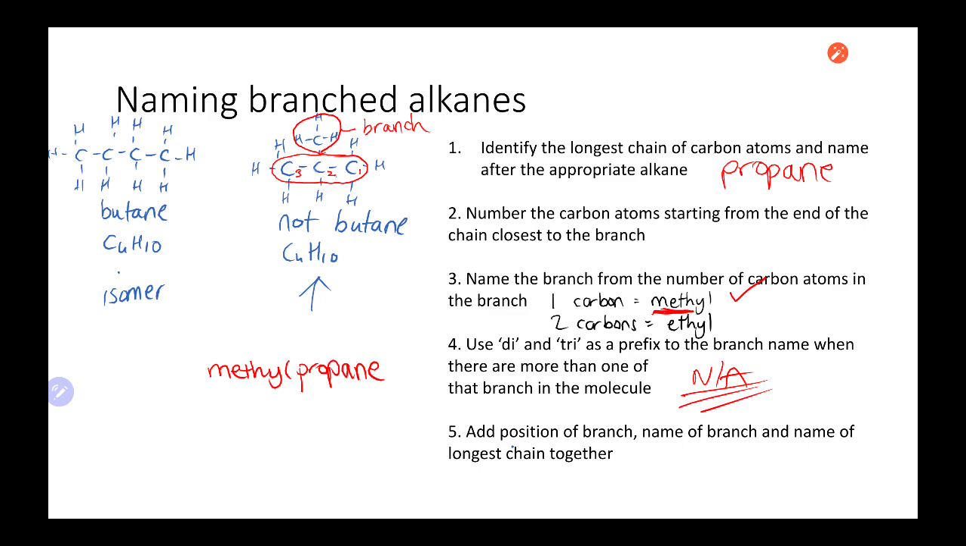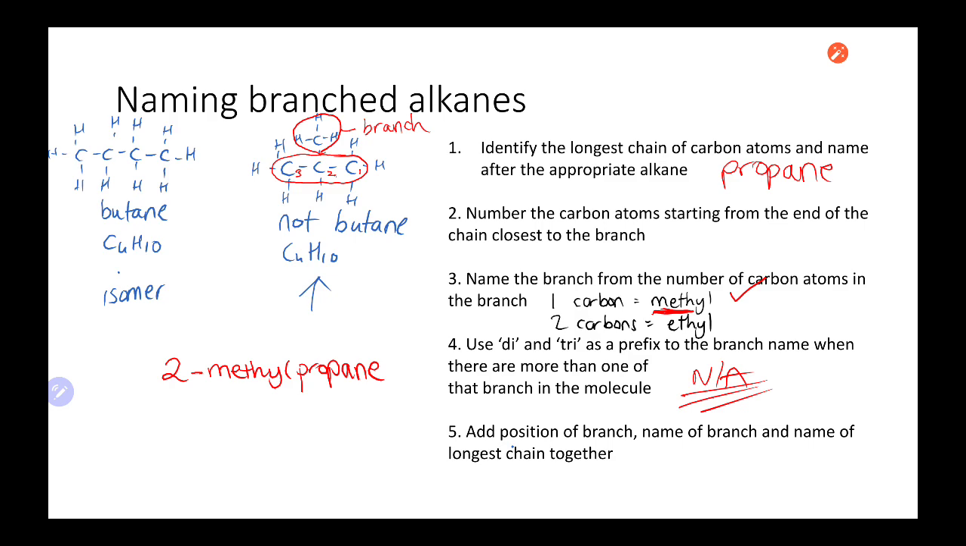So basically what carbon is that branch on. So in this, it's on carbon number 2. So all we're doing here is pop my number 2 in front and a dash. Okay, so that molecule isn't butane, it's 2-methyl propane.